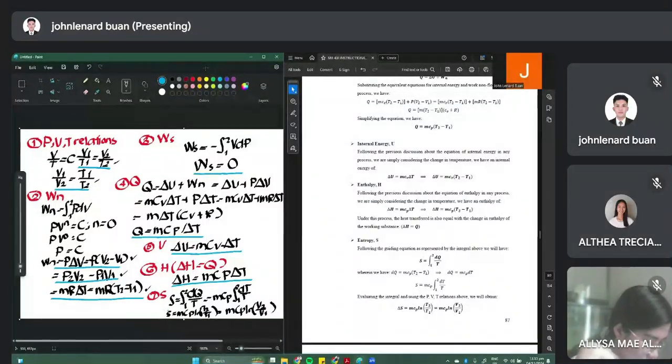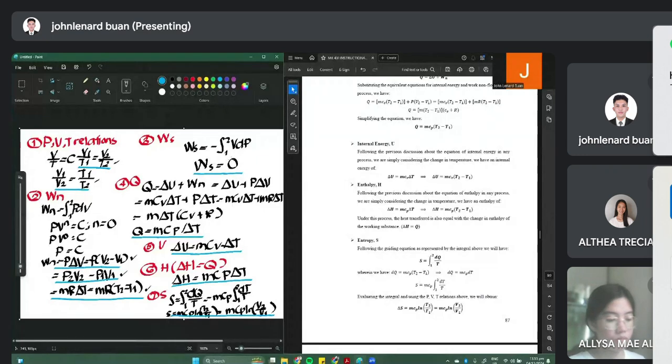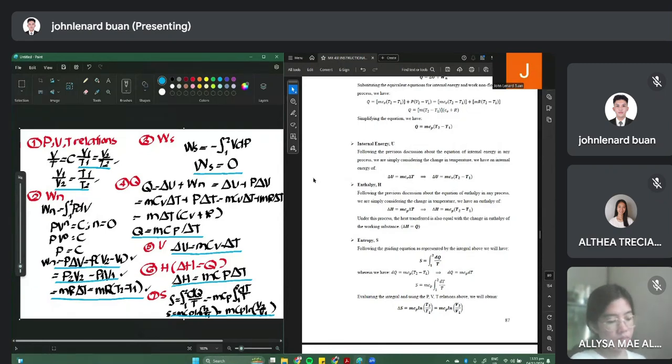But these two are the equations. Okay? So imagine, sa one process pa lang, we can have 1, 2, 3, 4, 5, 6, 7, 8, 9. Oh, isama na natin to for you to remember. 10 equations already. Okay? So imagine kung 10 yan, probably ganyan din yung iba.